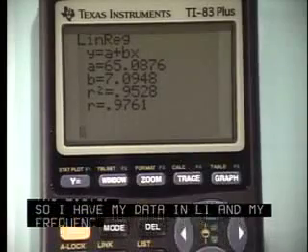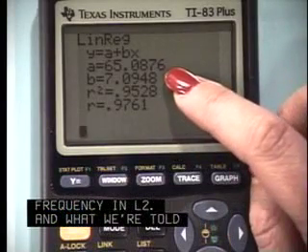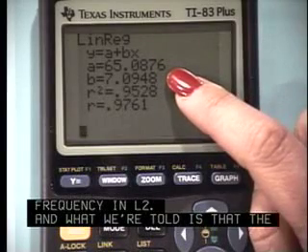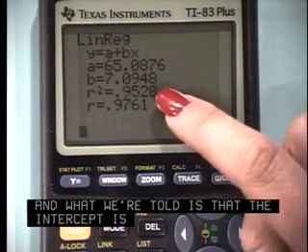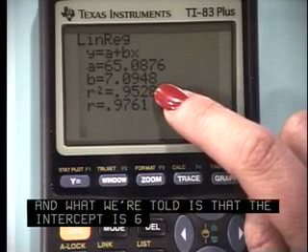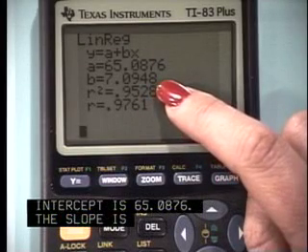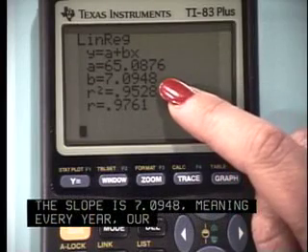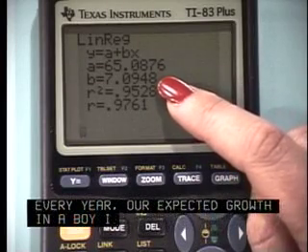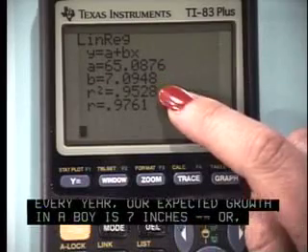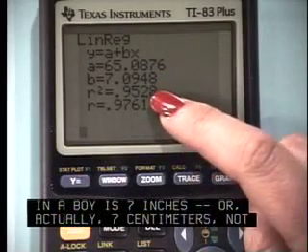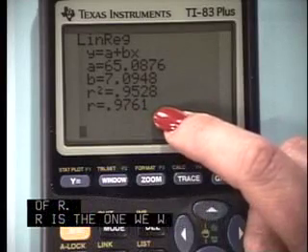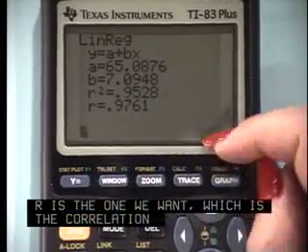And what we're told is that the intercept is 65.0876. The slope is 7.0948, meaning every year our expected growth in a boy is 7 centimeters, not 7 inches. And R squared is just the square of R. R is the one we want, which is the correlation coefficient, 0.9761.